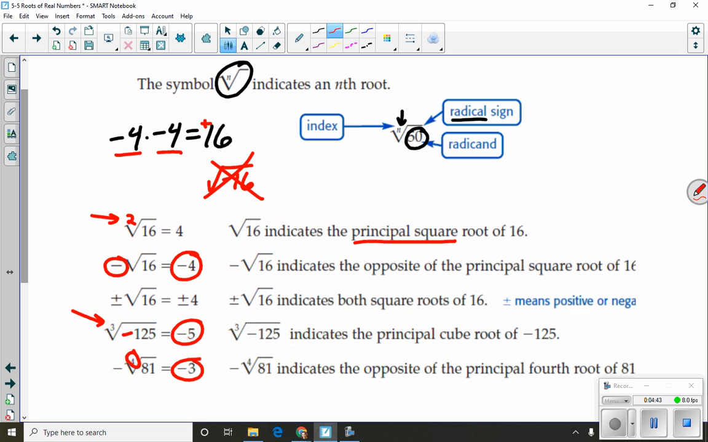Okay, I missed one more thing, and that is this plus and minus. If you ever see this plus and minus, now they want both roots. They want both square roots of 16. So that's how you're going to know. If you see just a positive square root, they want the positive. If there's a minus out front of it, they want the negative root. And if there's both plus and minus, they want both roots.